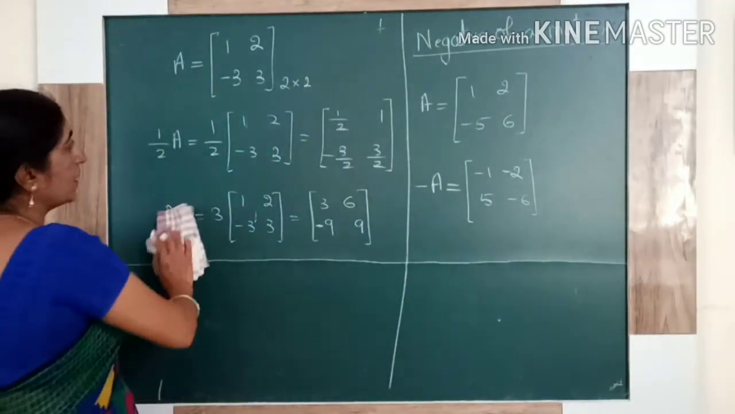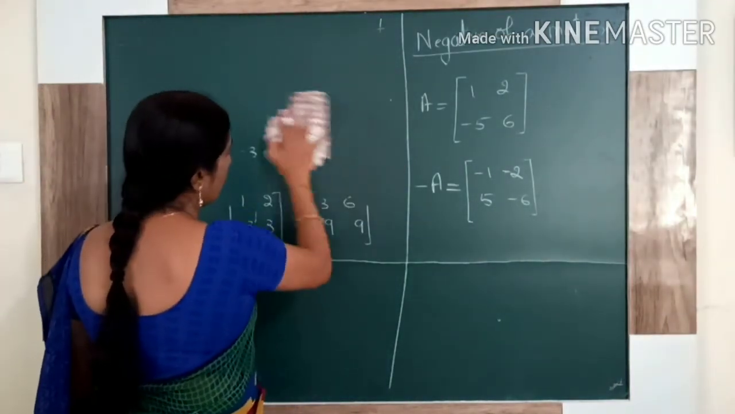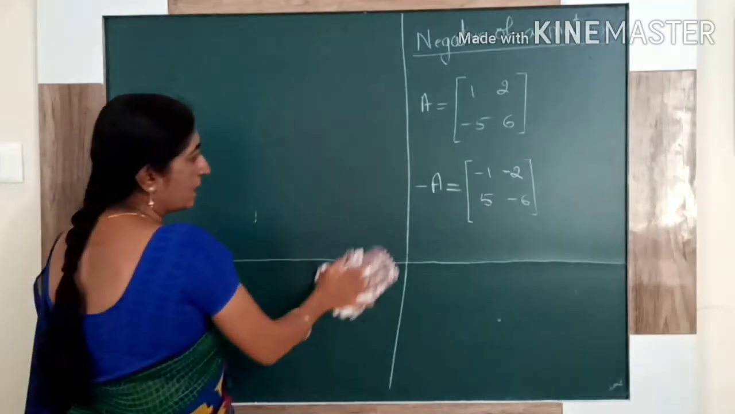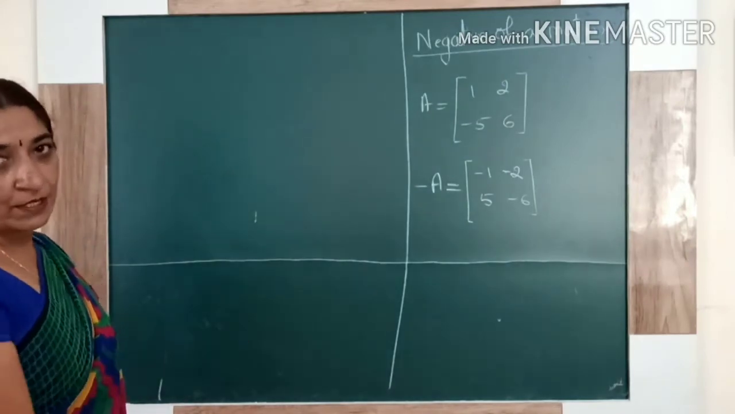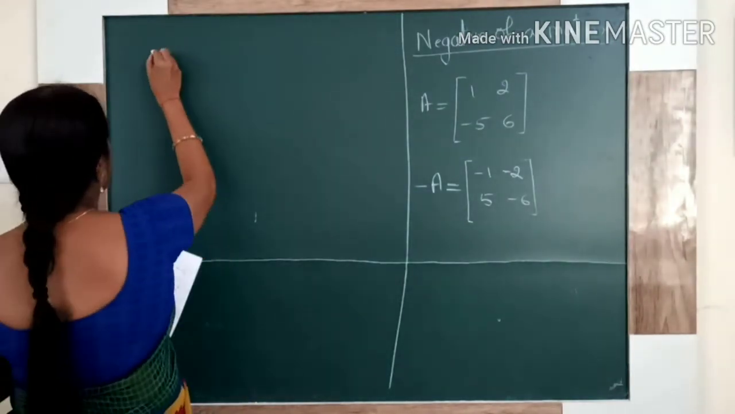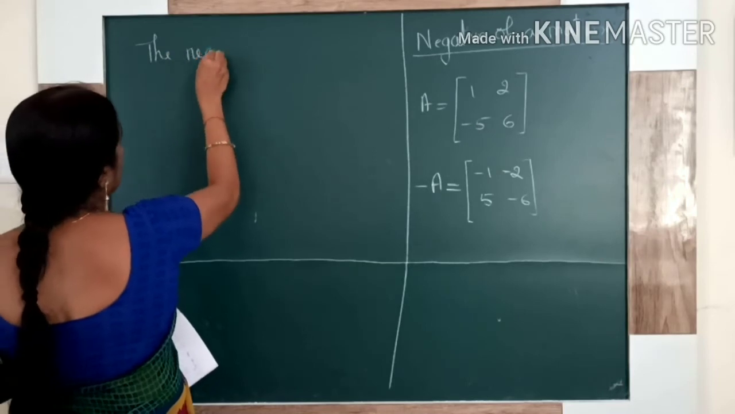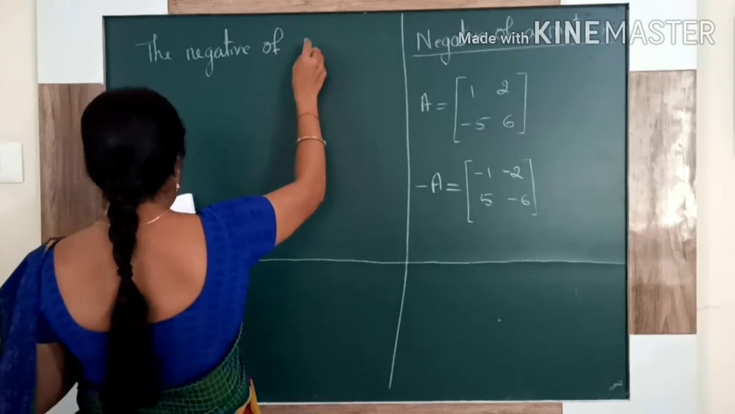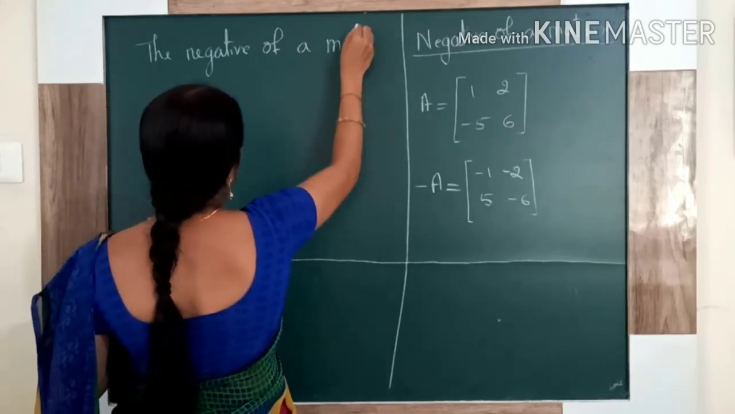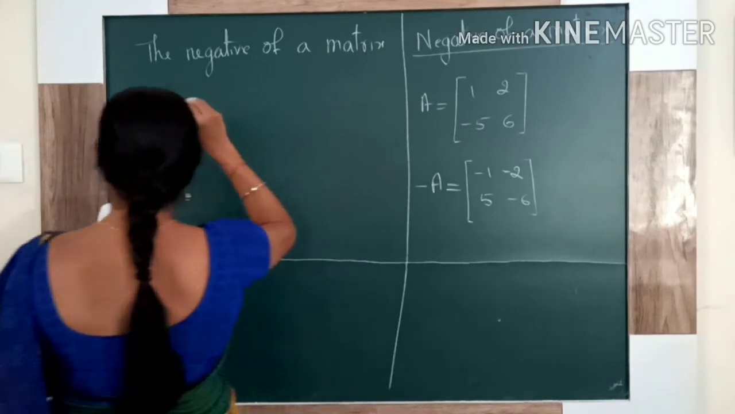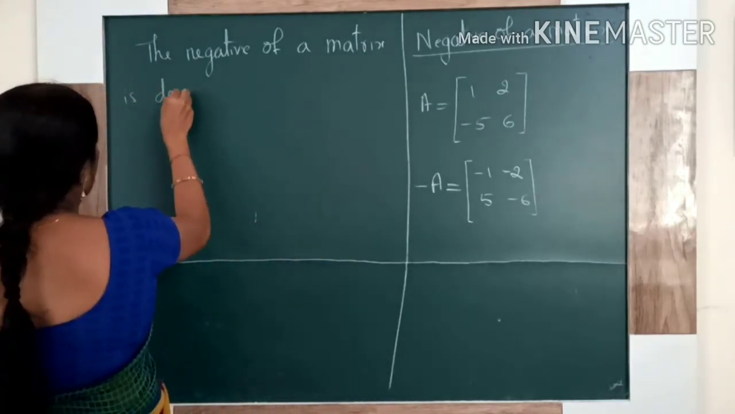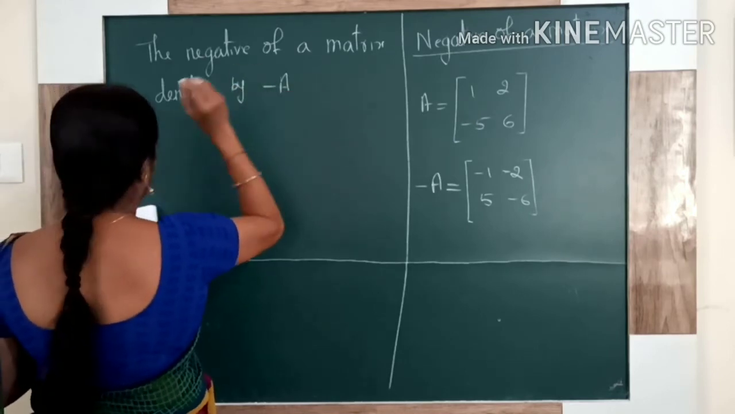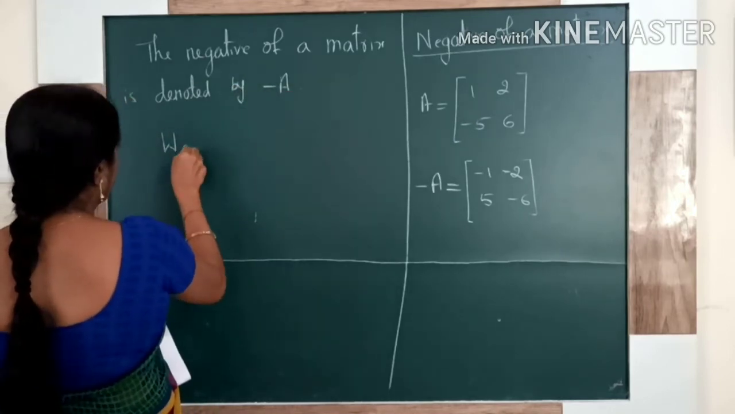So in general, with definition, how you learn? The main thing is you have to learn the definition. To remember the definition, if you understand the concept, then only you can easily remember the definition. So what is the definition? The negative of a matrix is denoted by minus A.